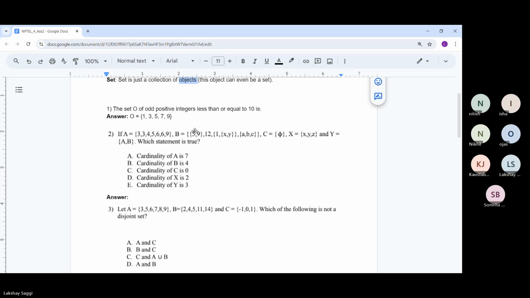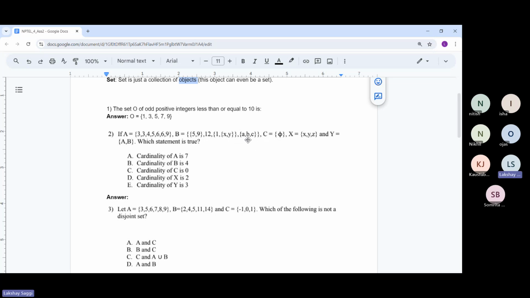So B contains a set. B also contains one set of set, because this X comma Y is a set, and this 1 comma X comma Y is again a set of set. And this B is again a set. So B contains a set. B is a set of sets of set.